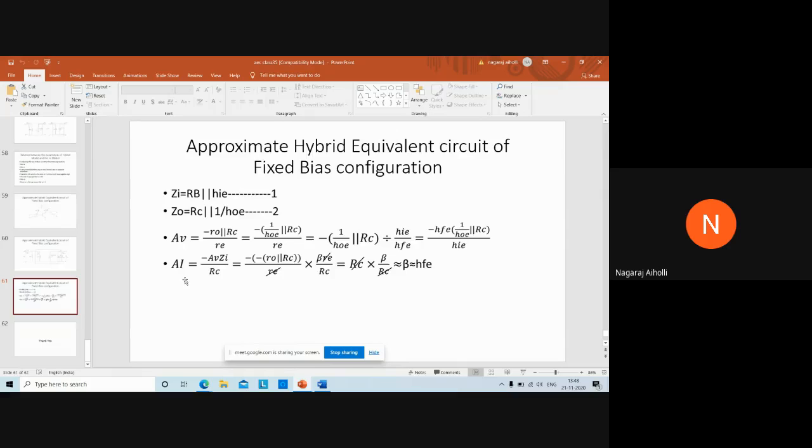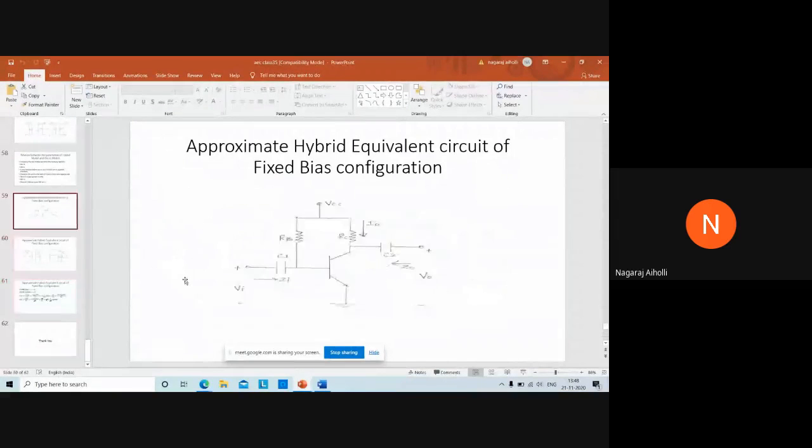Was it clear here, students? This approximate hybrid equivalent circuit of fixed bias configuration, was it clear here? Yes. Was it clear here? Yes, sir. Clear, sir. Clear? Good.